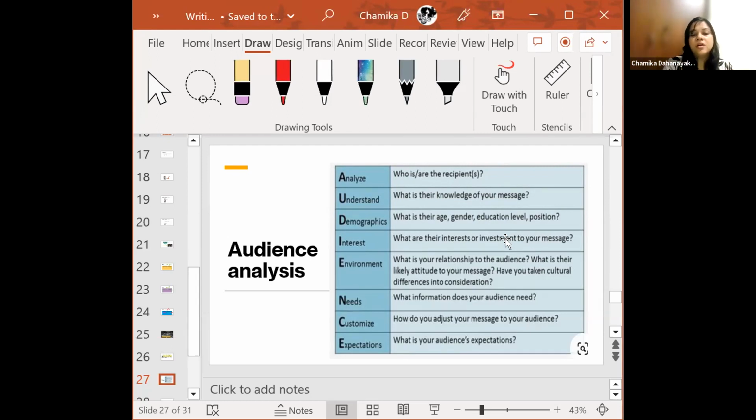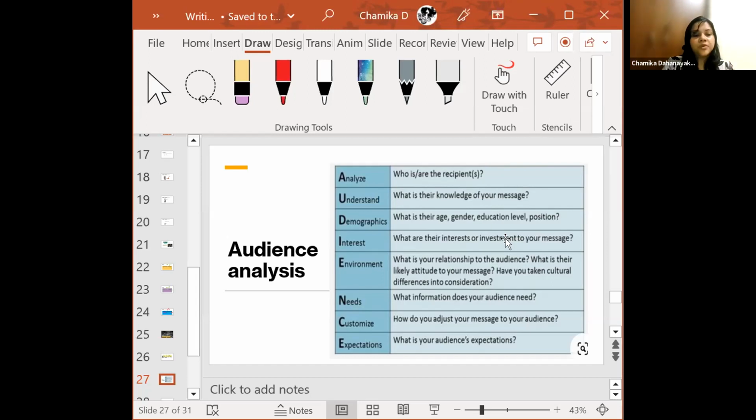The needs. What information does your audience need? Do you need to provide a lot of information or little information? Right? And then customize. How do you adjust your message to your audience? What techniques do you use? Do you summarize? Do you paraphrase? So there are so many techniques. And then finally, expectations. What are your audience's expectations?